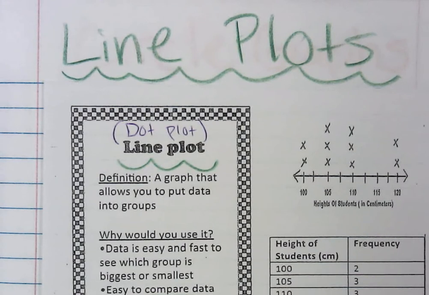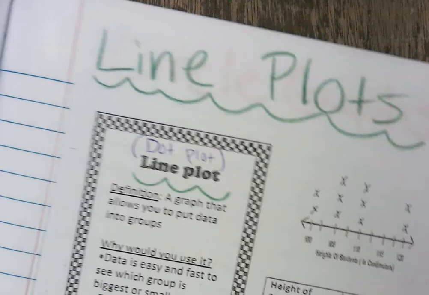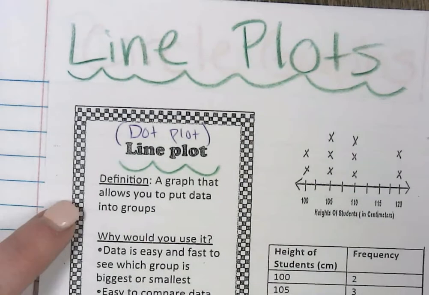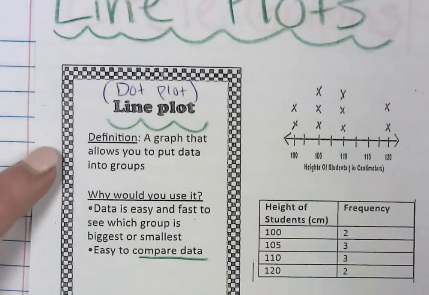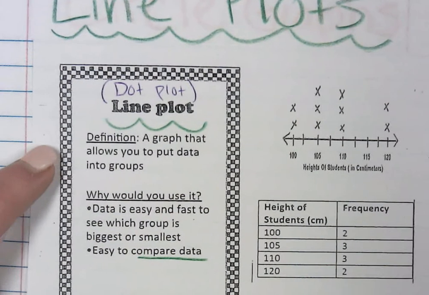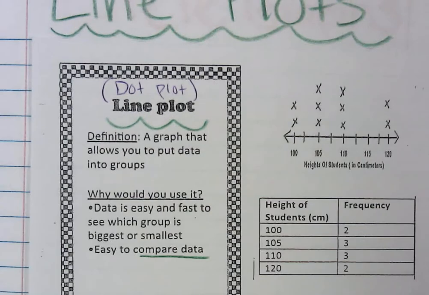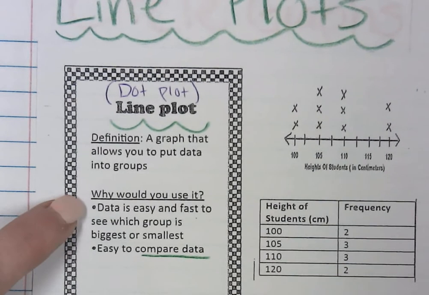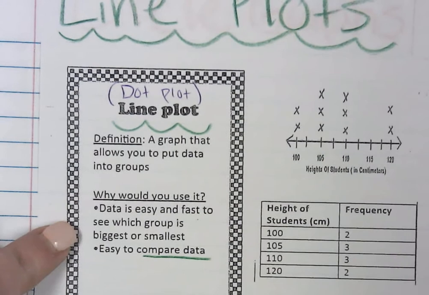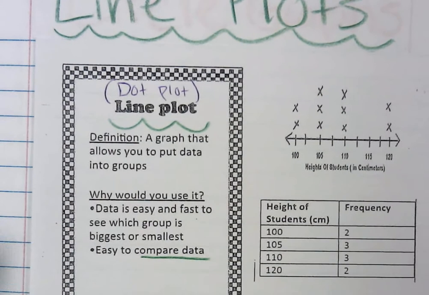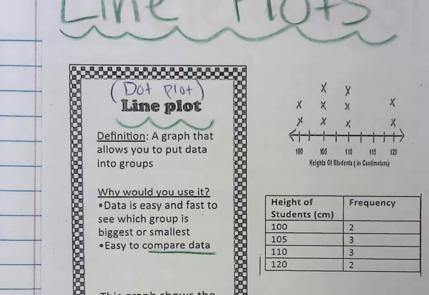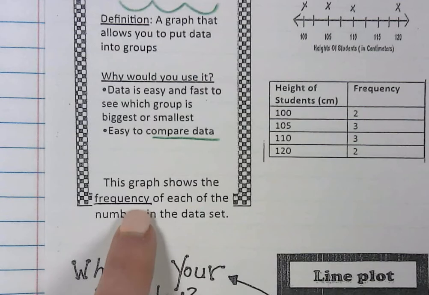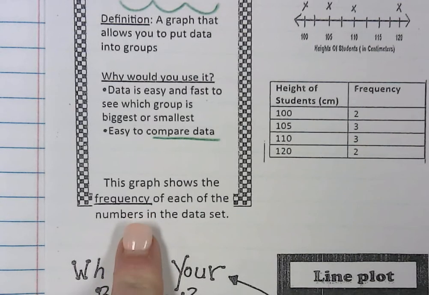So line plots are super simple. The definition is just a graph that allows you to put data into groups. Anytime you do any type of graph, it's just a way to organize your data and make your information look nice and neat. Why would you use this type of graph? Well, it's easy and it's fast to see which group is biggest or smallest, and it's easy to compare your data. And this graph also shows the frequency of each of the numbers in the data set.